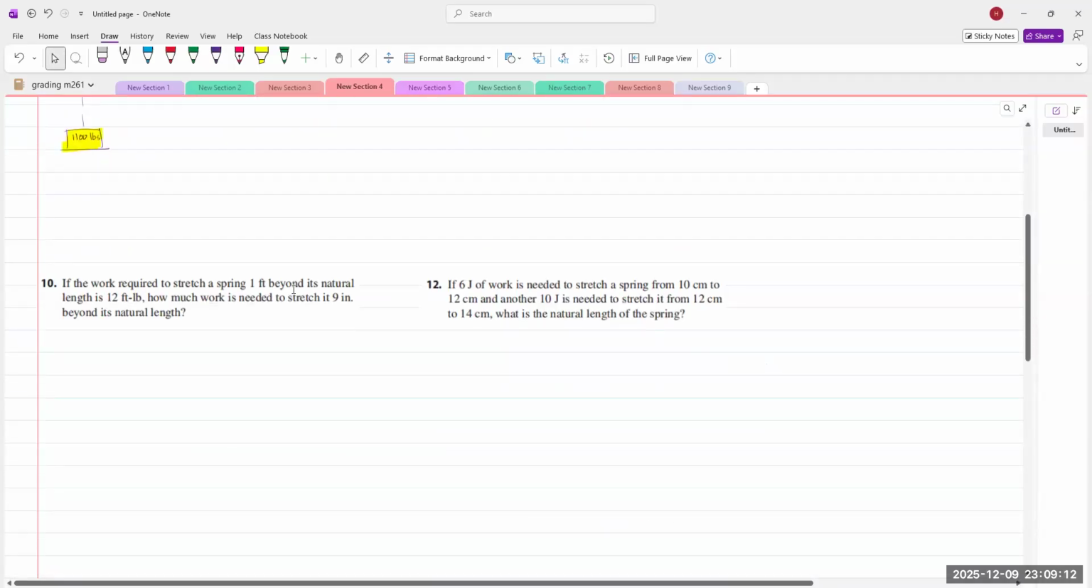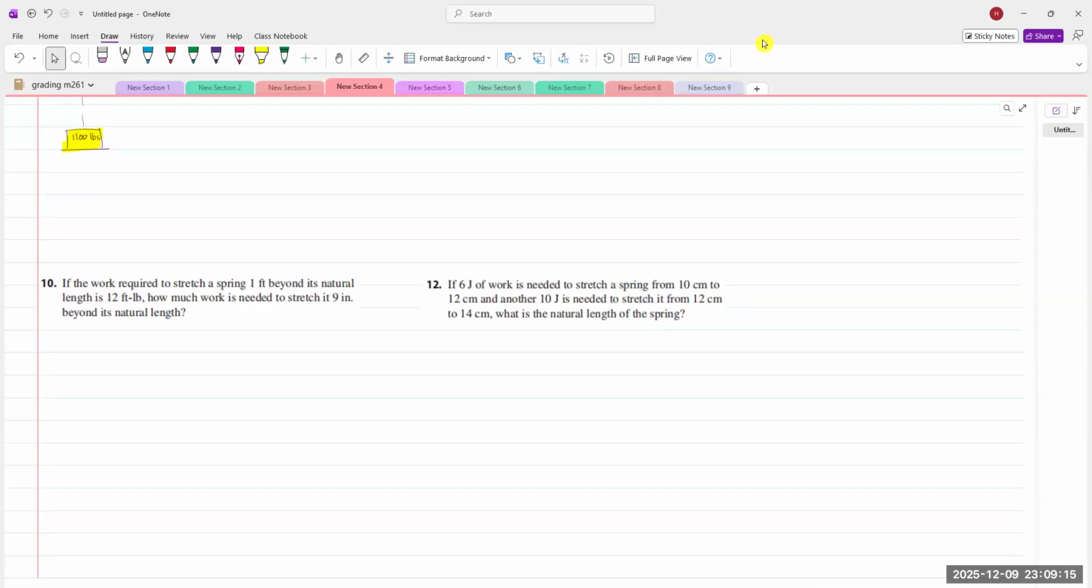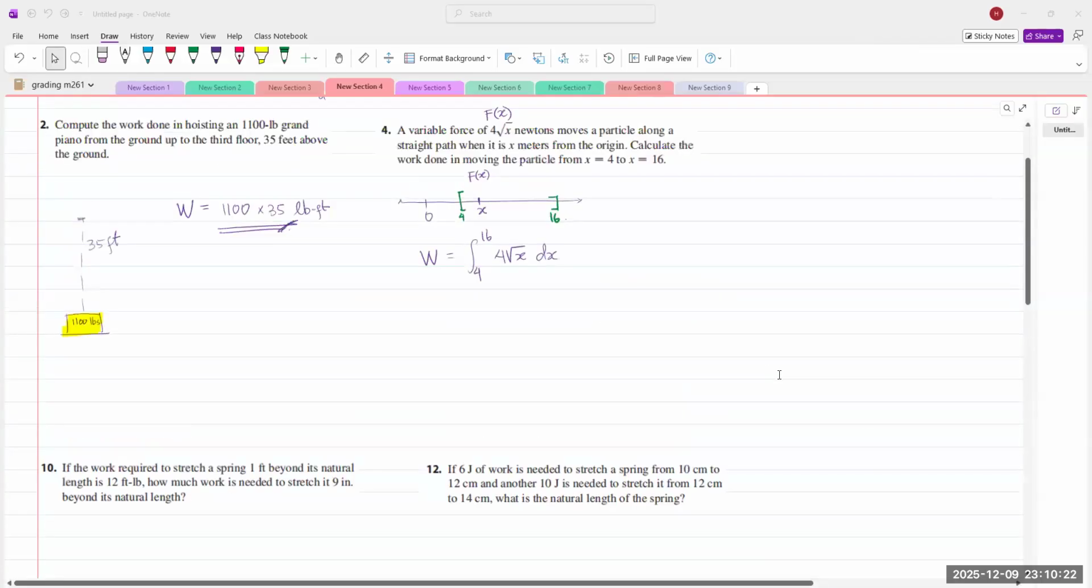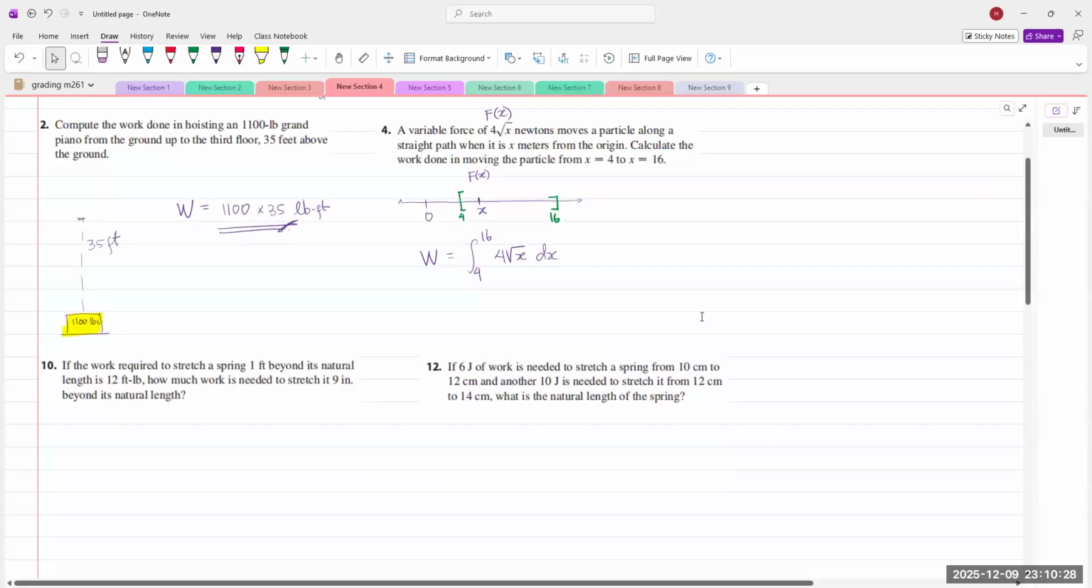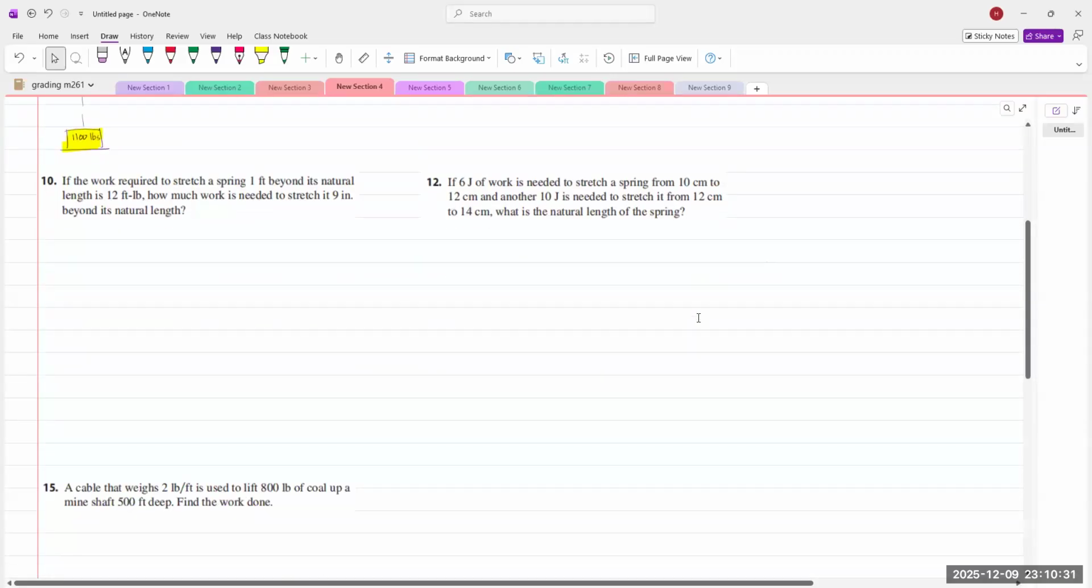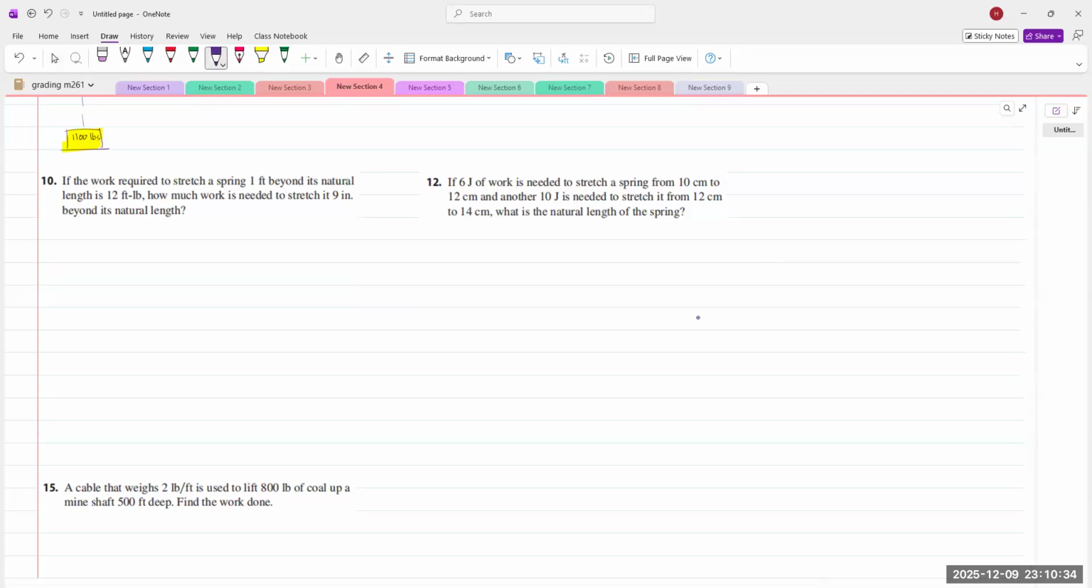Number 10. Let me save some space here. Okay, number 10. If the work required to stretch a spring 1 foot beyond its natural length is 12 foot-pounds, that's the work. So let's say this is the spring, and this is the natural length. Let's call that x0. And then I need to extend it by 1 foot beyond that. So this is 1 foot.